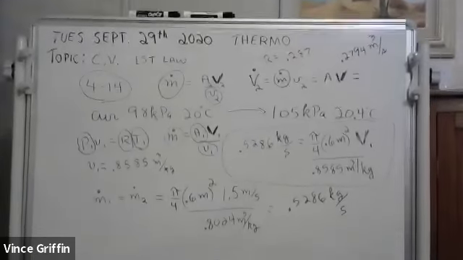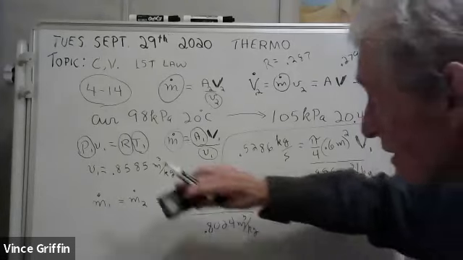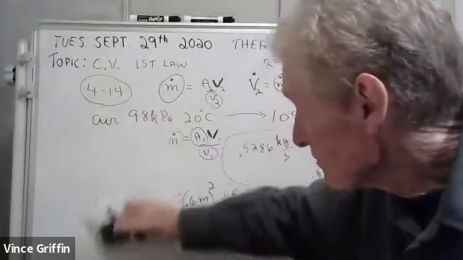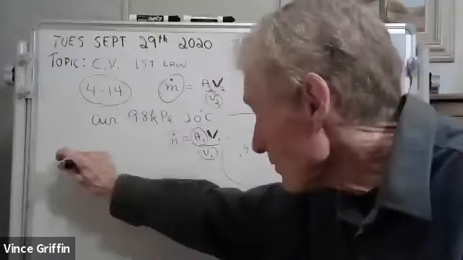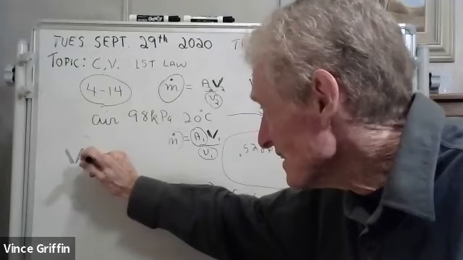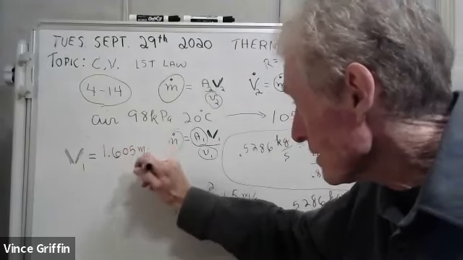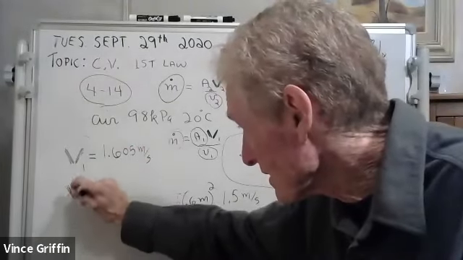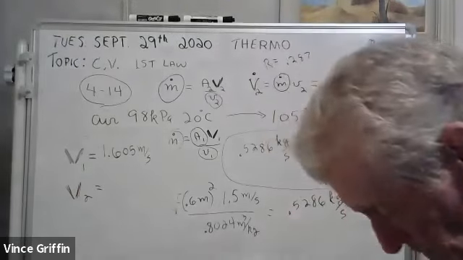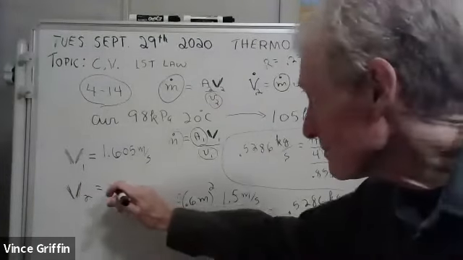Well, I did that, and I got the velocity, the inlet velocity. Just don't have any room to write it is my problem. Yeah, we'll make room. I did that, and I got the inlet velocity. Is 1.605 meters a second. What was the exit velocity? That was given in the problem, and that was 1.5.